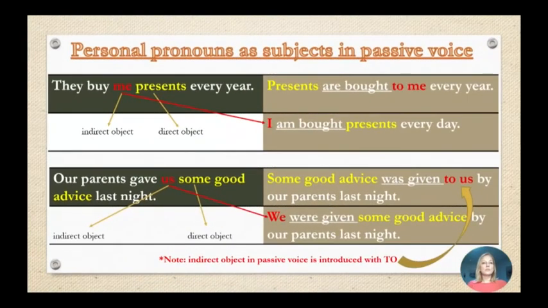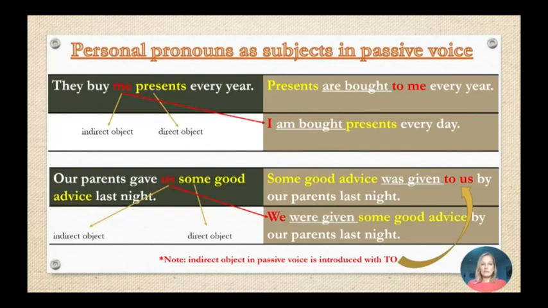Just one more thing about the form. You know that in English, as well as in Serbian, we sometimes have two objects in one sentence. So the one is called direct object or direct object. You can use both. It's just a matter of differences between pronunciation in British and American English. So the one is the direct object, and the other one is called the indirect object. We have two sentences here. The first one is in present simple. They buy me presents every year. And the second one is in past simple. Our parents gave us some good advice last night. The yellow words are direct objects.